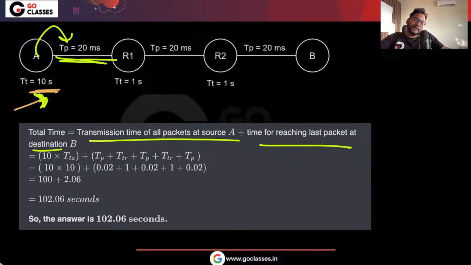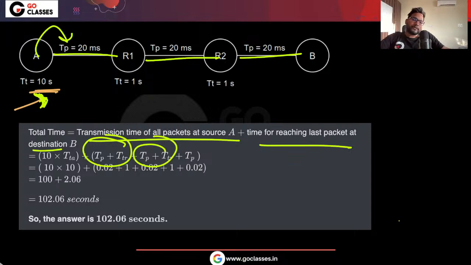This will take this time, and then once it gets transmitted, we take this time, and so on. So for any link it will be TP plus TT, for the first link TP plus TT, second link TP plus TT, and for the third link it is just TP. So you take the transmission time of the 10 packets, and if you focus on the last, that will be the answer.